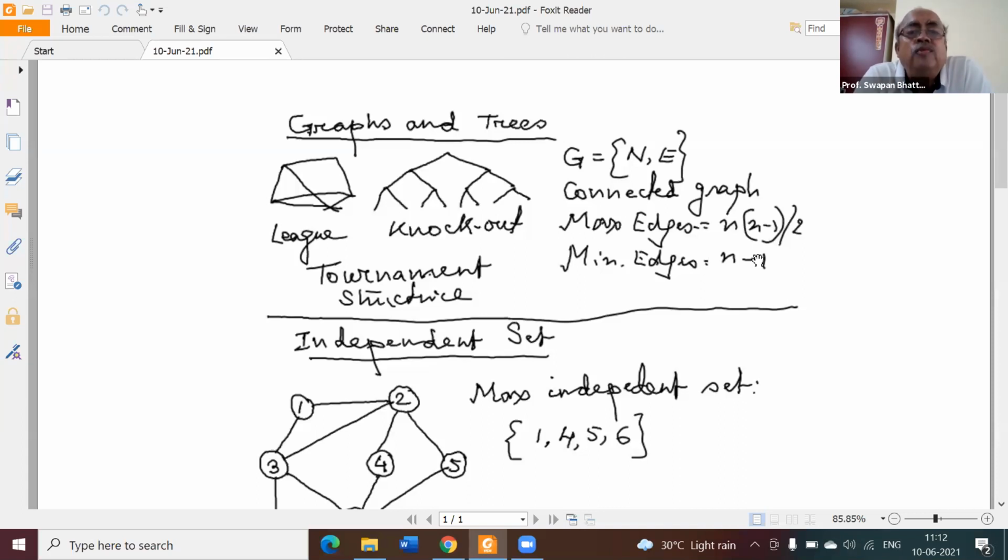Now, if we have a complete graph, that means each node is directly connected to every node, or for every pair of nodes there exists a direct edge, then it is a complete graph. Now, if we have n number of nodes and e number of edges in a complete graph, what would be the value of e in terms of n?